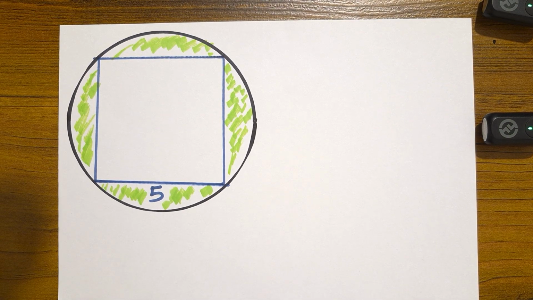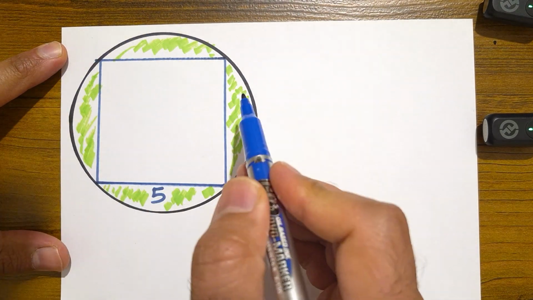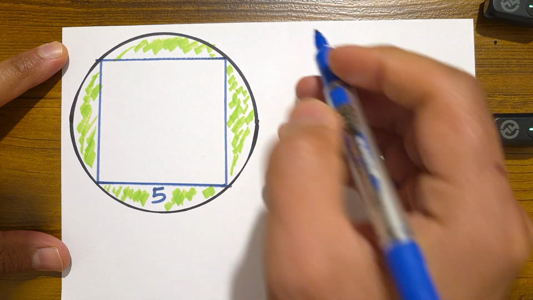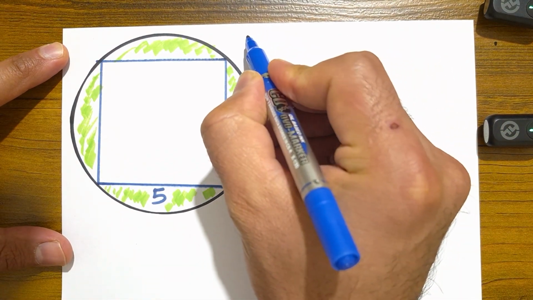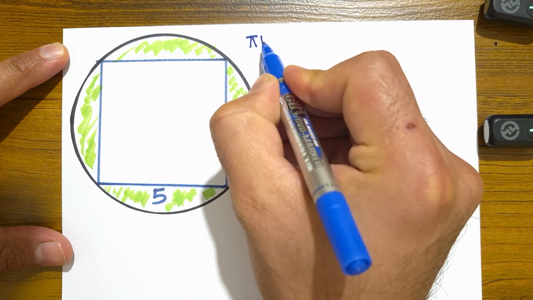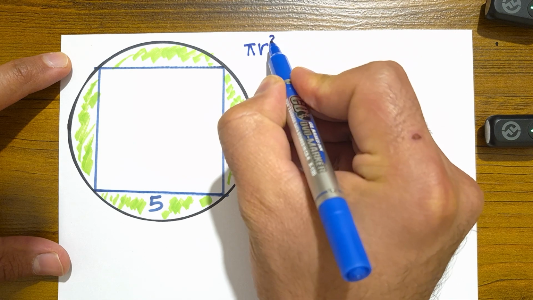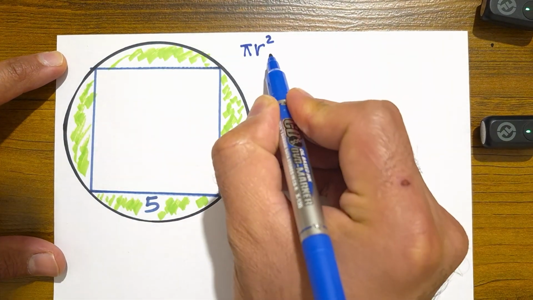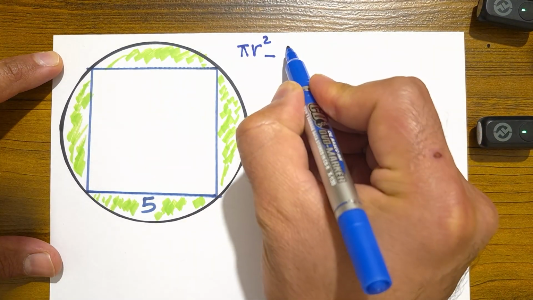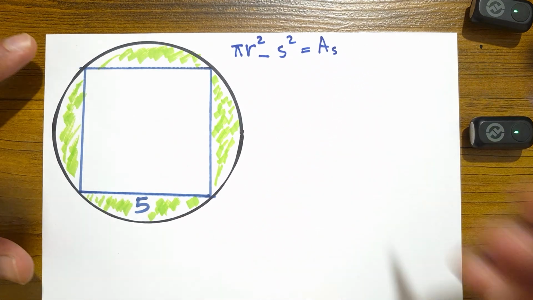So let's start. The shaded region here is obviously the area of the circle minus the area of this square, right? So what is the area of a circle? It is obviously pi r squared, right? What is the area of a square? It is side squared, okay? And it equals the area of shaded region, okay?